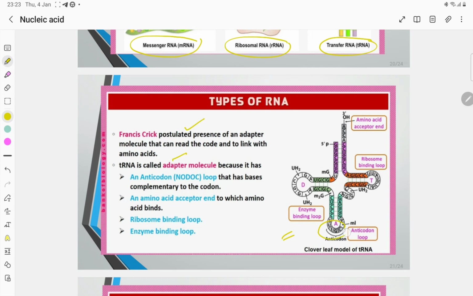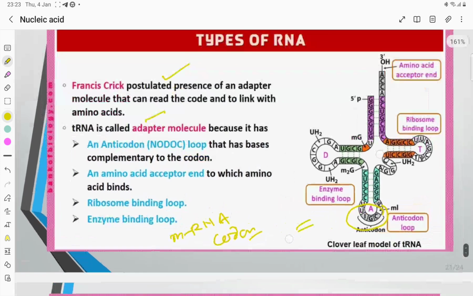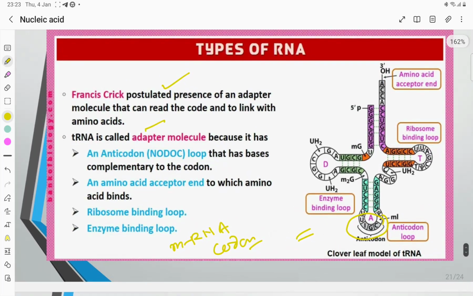This is the anticodon. Okay, tRNA has an anticodon, and your mRNA, which is coming from the nucleus, has the codons. Okay, so codon and anticodon, whenever they match, then only it will release the amino acids. Okay, and this tRNA has different structure, different sites. This is called your amino acid site, where amino acids are attached here. This is called the ribosome binding loop. That means here the tRNA binds to the ribosome for protein synthesis, and this is called the enzyme binding loop.